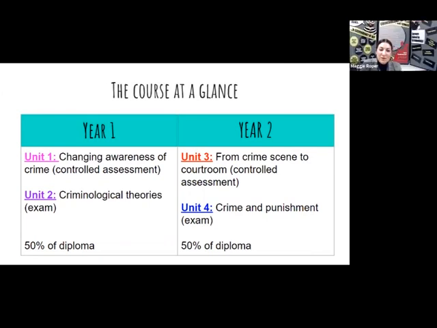Okay, thank you. So obviously by the end of Year 1, you will have sat a controlled assessment and an exam that will count towards half of the overall qualification, the Criminology diploma. Then in Year 2, you will study a unit, Unit 3, which is called From Crime Scene to Courtroom. So this unit explores the criminal investigation process from the moment that a crime is identified all the way through to a verdict of guilty or not guilty.